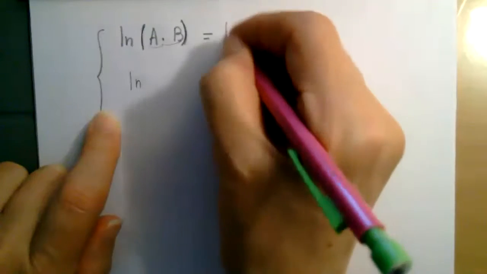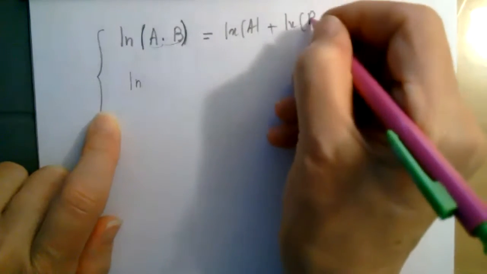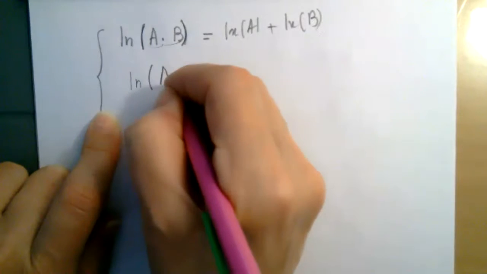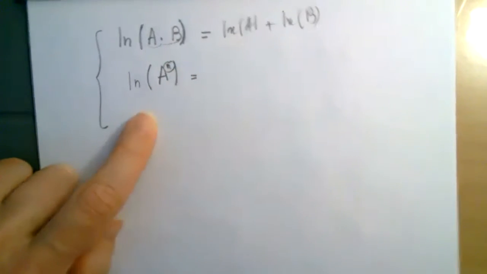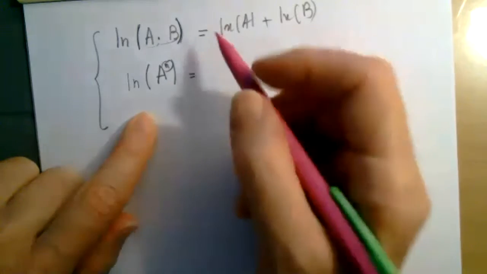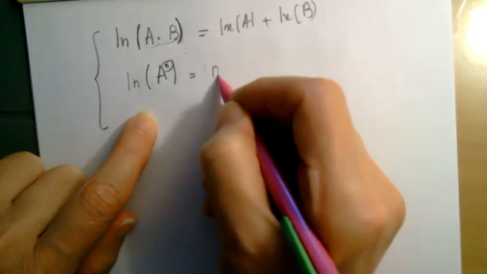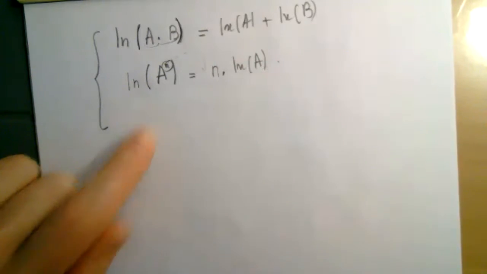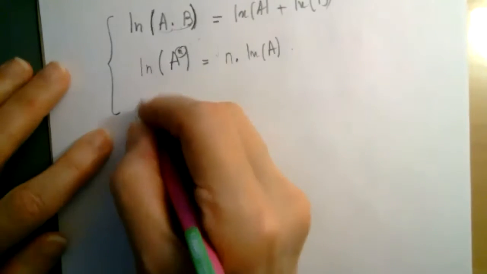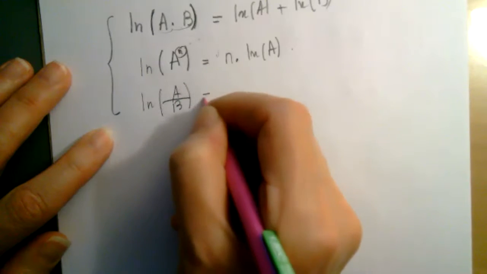ln A plus ln B. So it turns it into a sum. Now, if you have a to the n power, that's going to be very important for me. What does ln do to it? It brings it down. Puts the n in front, times the ln of a.